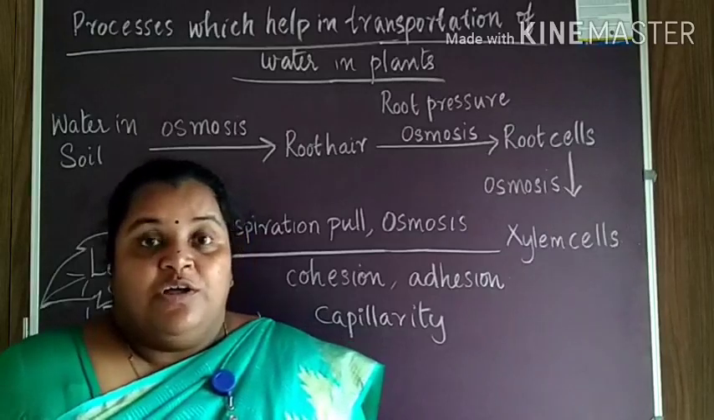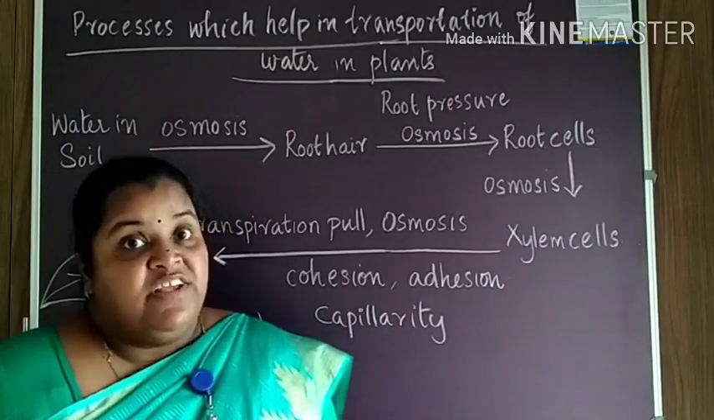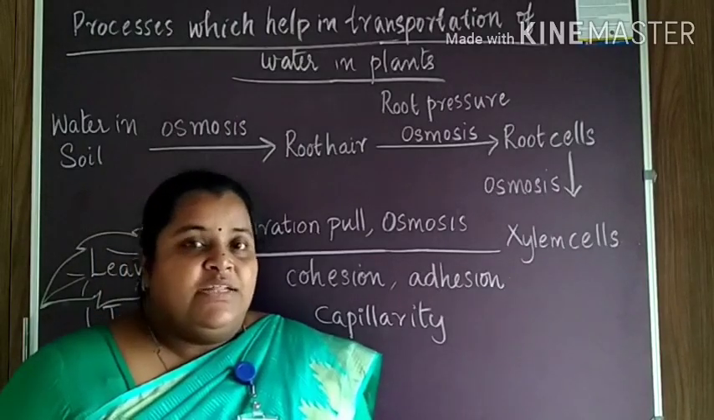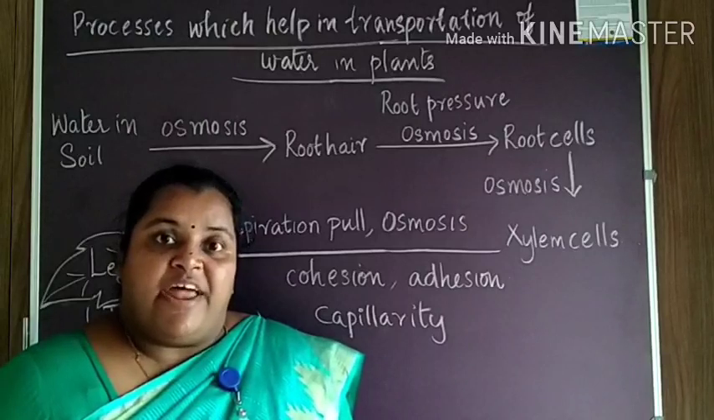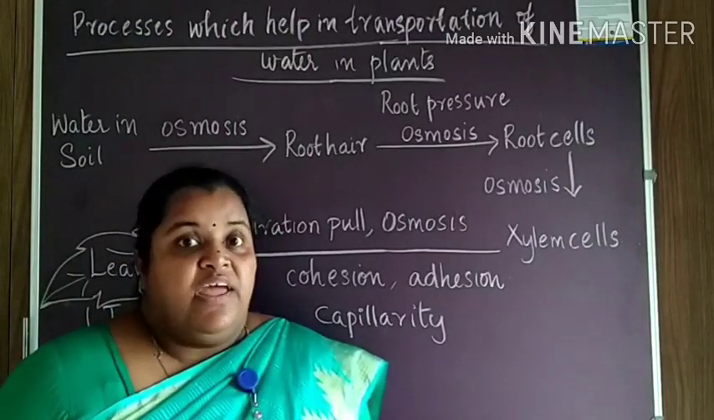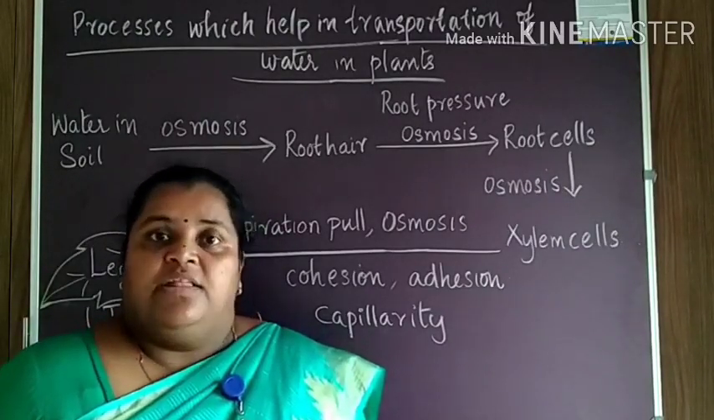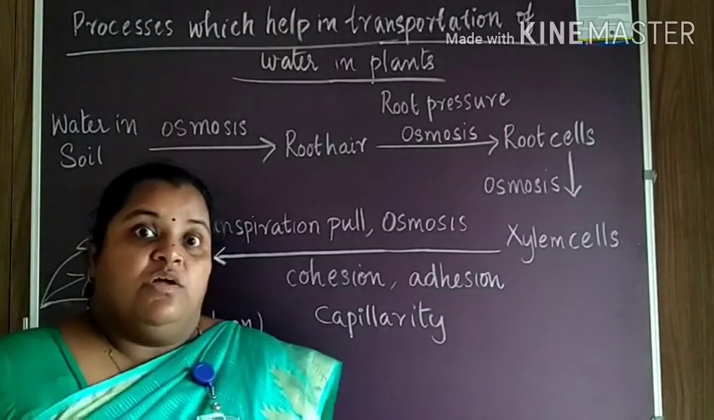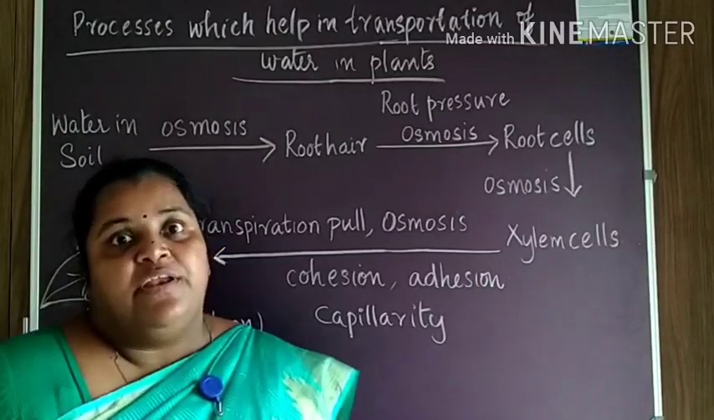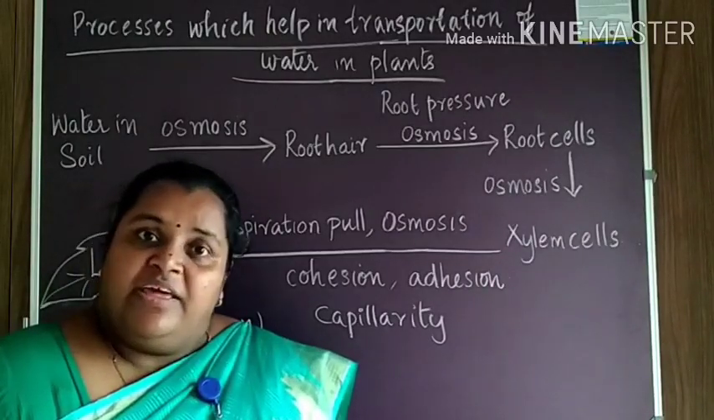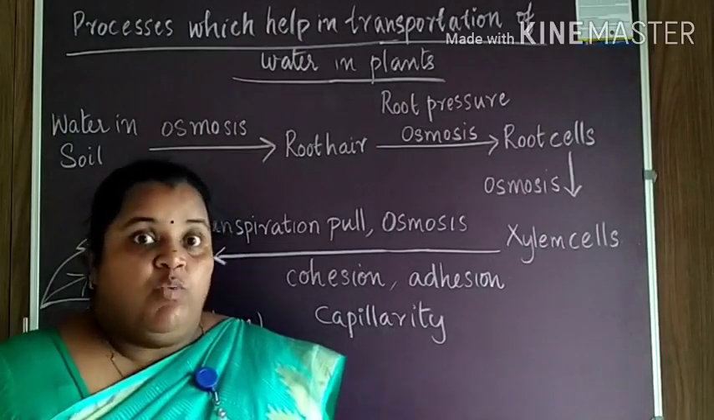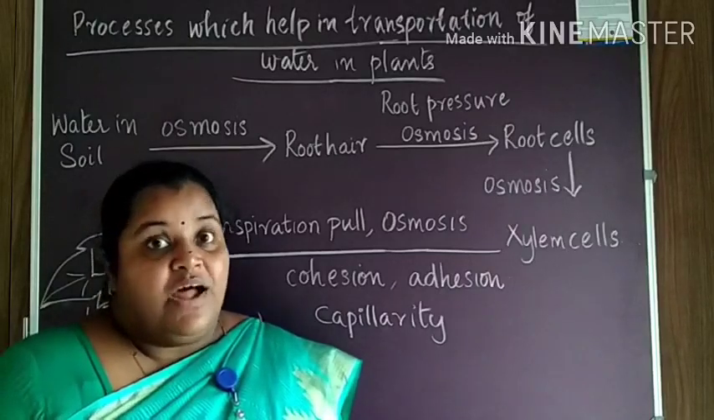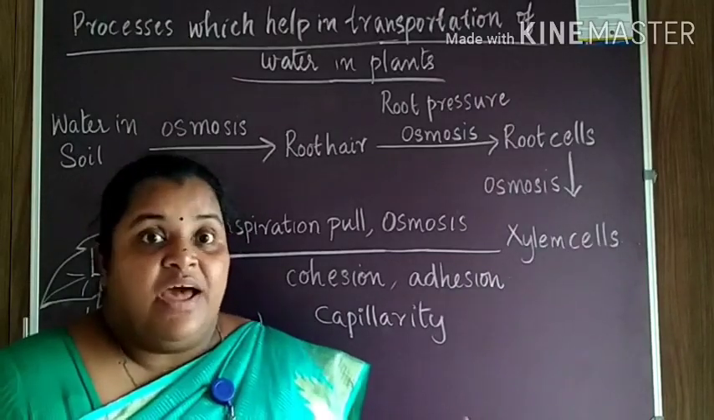Have you ever thought how the water reaches the tree top through xylem naturally? There are many processes which help in transportation of water and salt in plants. They are transpiration, osmosis, cohesion, adhesion, capillarity, etc. It is a very vast process, but only a few processes we are learning. The others you will learn in detail in higher classes.